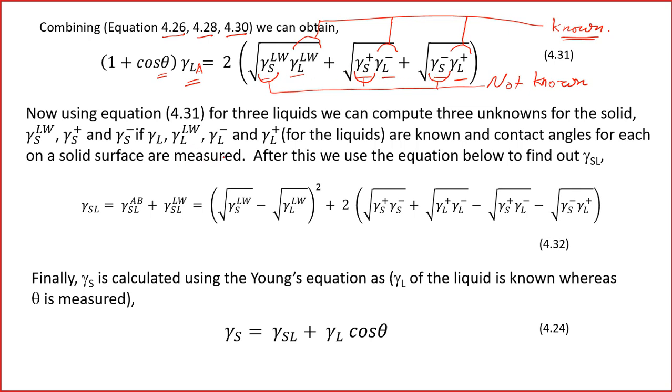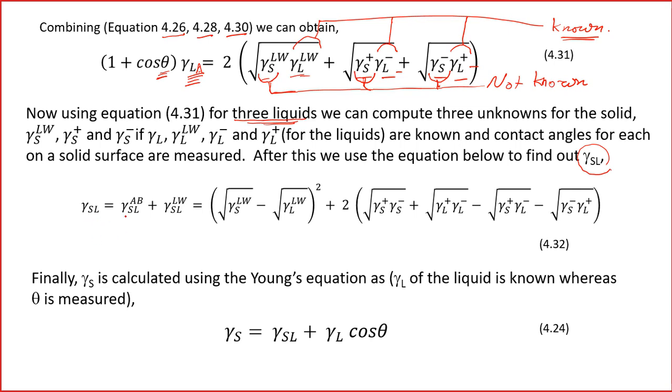So it says that we can find these three unknowns if we use three liquids. We have to conduct the experiment three times. Three times we will get different theta, and three liquids means this will be different, this will be different, and this will be different. So we will get three equations and three unknowns, so we can solve it and find these parameters related to the solid. After this, we use the equation below to find gamma SL.